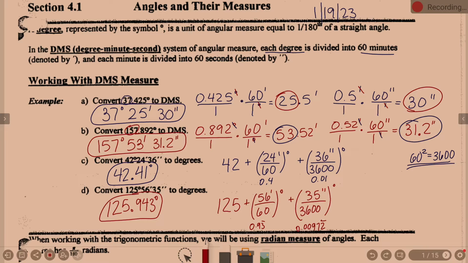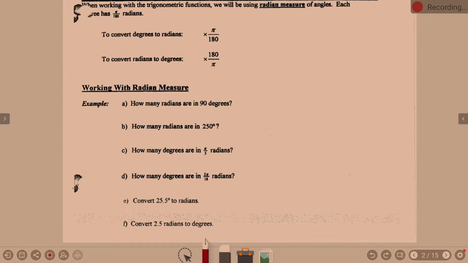Okay, on the bottom half here, we are going to work with converting between degrees and radians. We were talking about radians the other day in physics. In physics? I did not know what a radian was. Okay, so guess what? Radians. This is where we are headed.